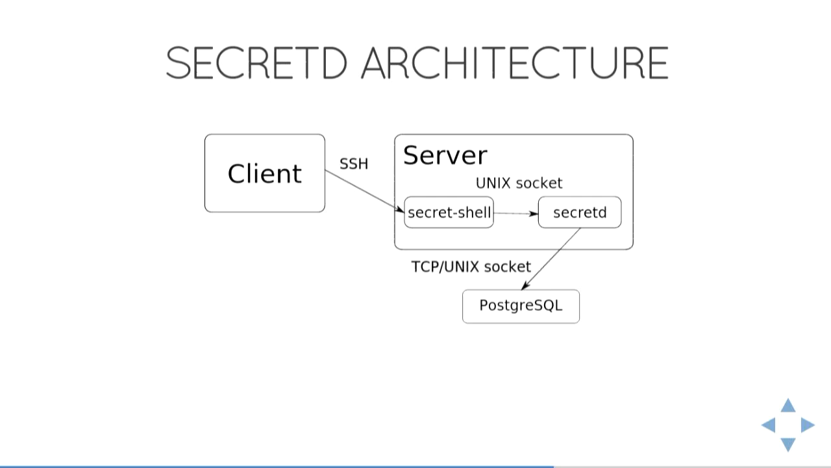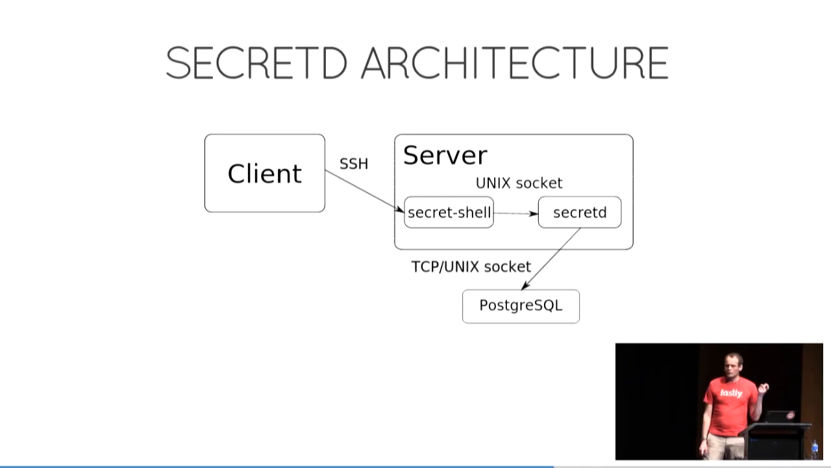So the architecture is something like this, where you have a client, it talks to the server over SSH. SSH forks off a small tool called Secret Shell, which talks to the actual daemon over a Unix socket. The format going over that Unix socket is JSON, and the reason for that is that it makes it fairly easy to audit. It's using the Go serialization and deserialization libraries, so it provides an interface which is hard to do buffer overflows or do bad things over.